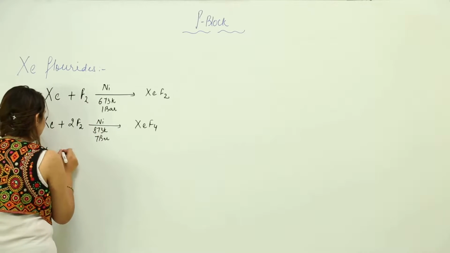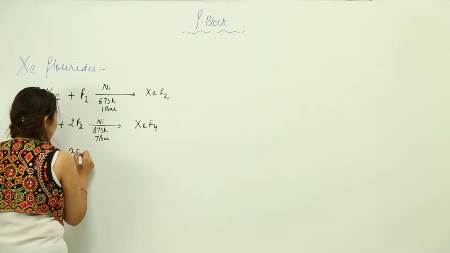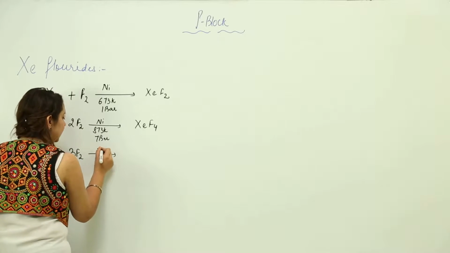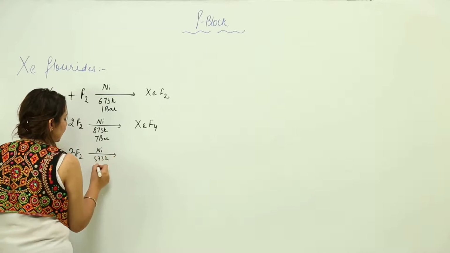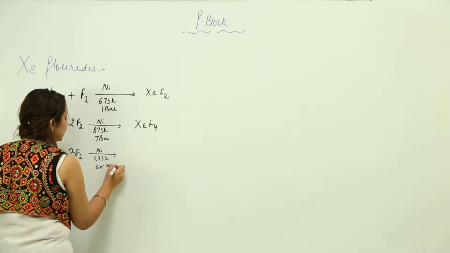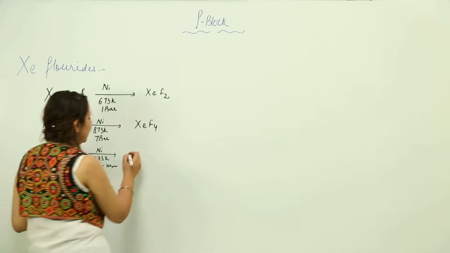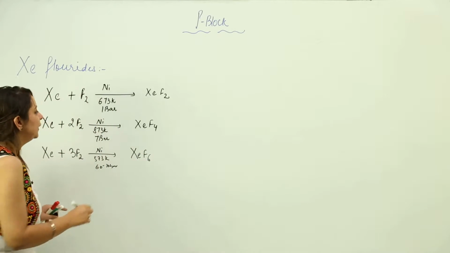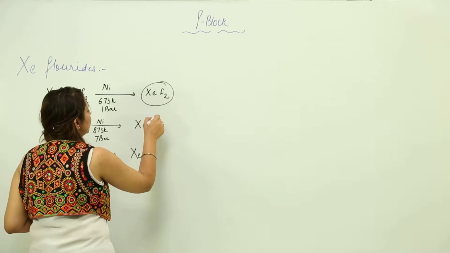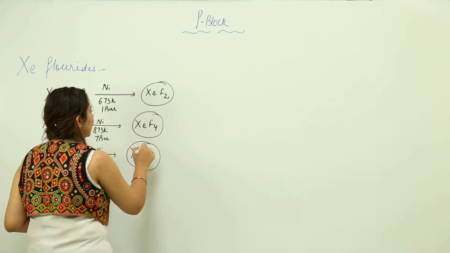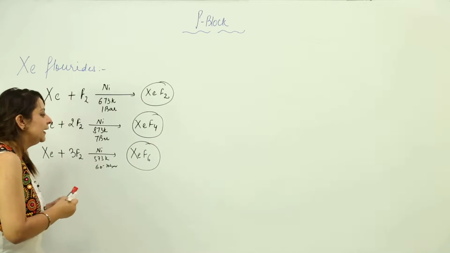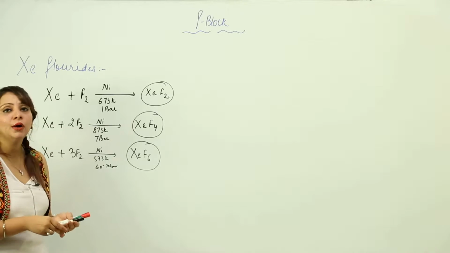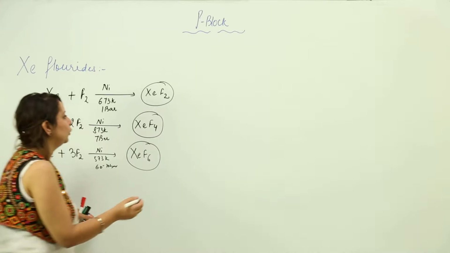Likewise, if we react Xe plus 3F2, again with nickel, at 573 Kelvin but a very high pressure, 60 to 70 bar, we see that it forms the fluoride with formula XeF6. So these are the common fluorides which xenon forms: XeF2, XeF4 and XeF6. Now, how do they look? That is the question.